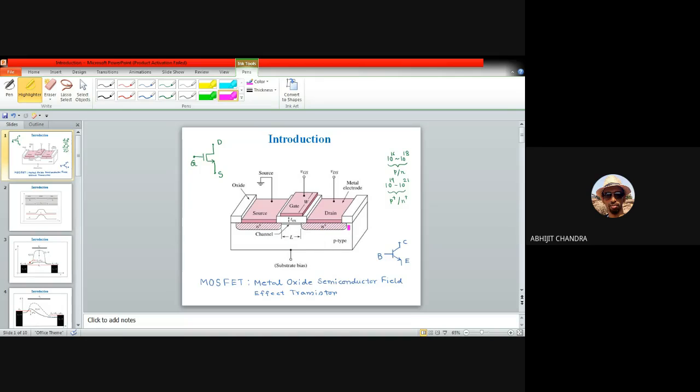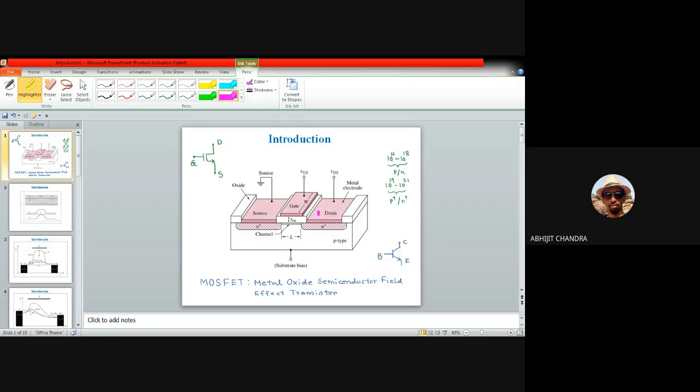On the other hand, if I would like to design a P-type MOSFET, then this P-type MOSFET is generally fabricated on an N-type substrate, and these two different regions are P-plus. Now, one of the regions is known as the source, and the second region is known as the drain.